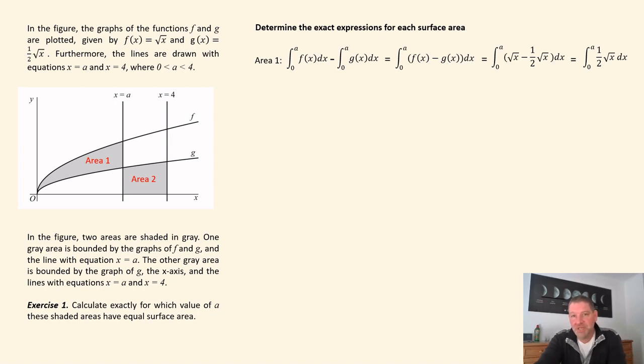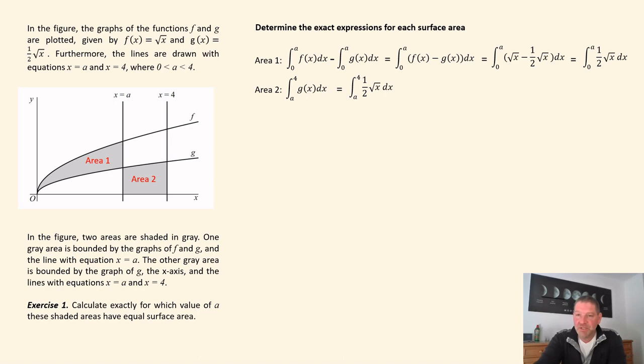Now similarly for g, but for g I think it's a bit more easy because you only need to calculate the surface area under the graph of g itself. So here's the expressions. Be careful to use the correct interval. So this one goes from a to 4, g of x times dx equals the integral from a to 4 half square root of x times dx.